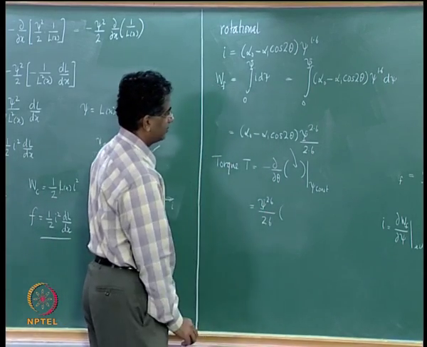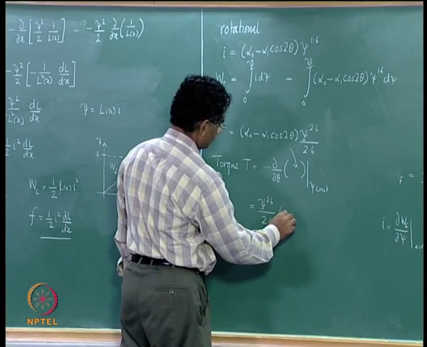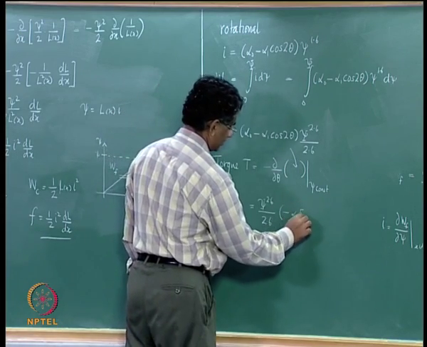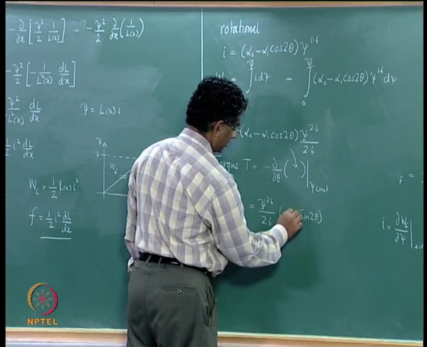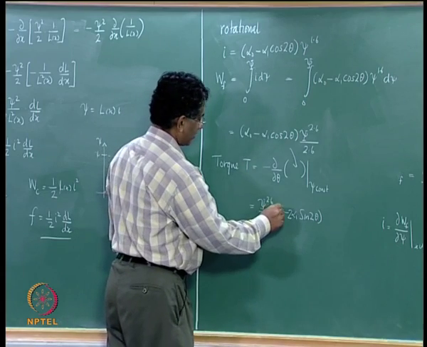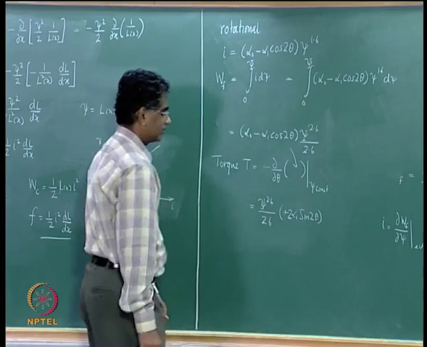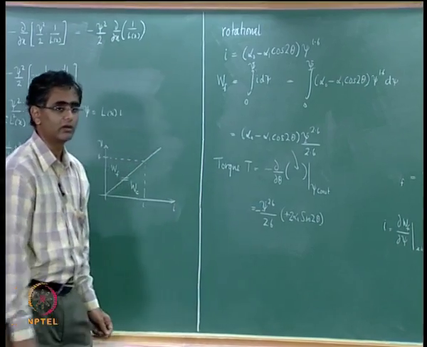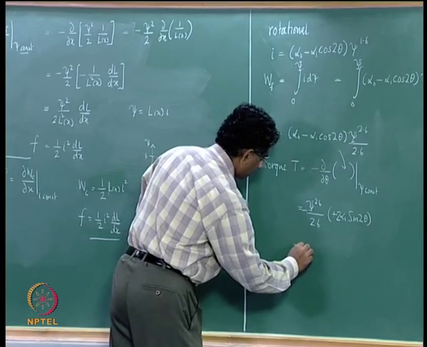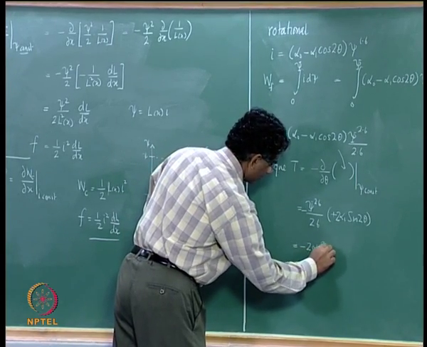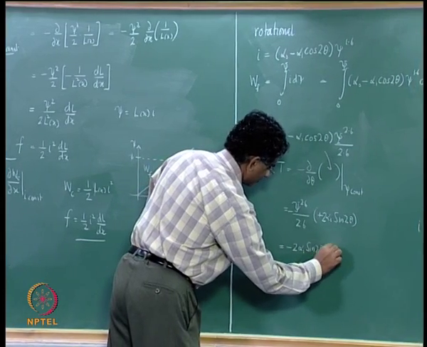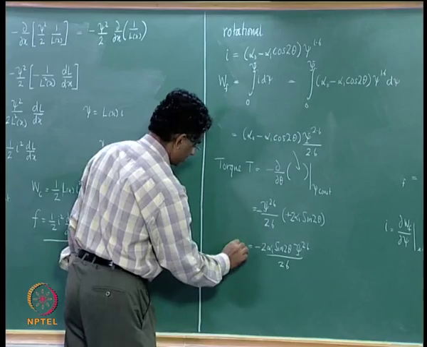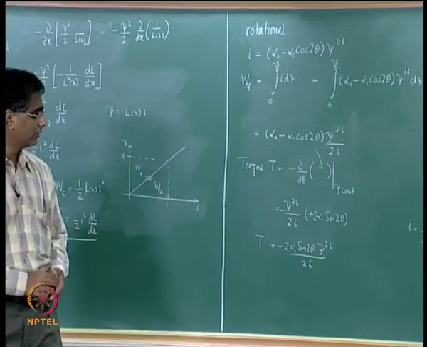The derivative of this term is minus of alpha 1, the derivative of cos is sin, 2 theta multiplied by 2, and since the derivative of cos is minus sin, this then becomes plus, but then you have a negative sign outside here, so that negative sign continues to remain. So what you have is minus of 2 alpha 1 sin 2 theta multiplied by psi to the power of 2.6 divided by 2.6 is the expression for the generated electromagnetic torque T.